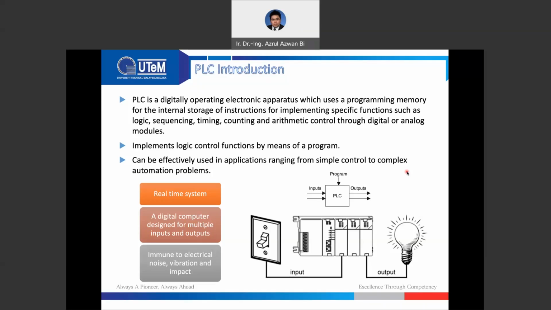So you remember that discrete process control consists of two components, logic control and sequencing, and these two components can be handled by the PLC. That's why the PLC is really suitable to be used as a controller for discrete process control. The PLC is a real-time system, a digital controller designed for multiple inputs and outputs, and also immune to electrical noise, vibration, and impact. So if we have a simple system like a switch as an input, then the output will be the one.